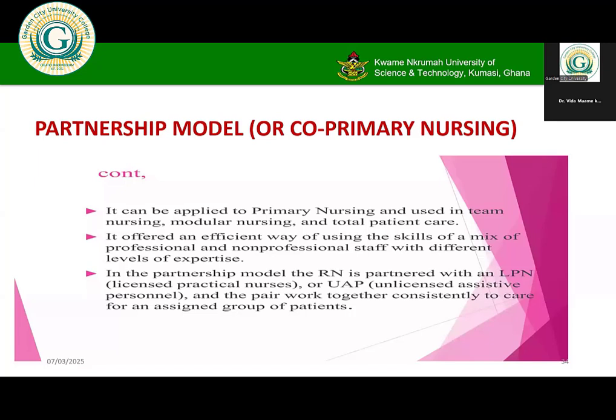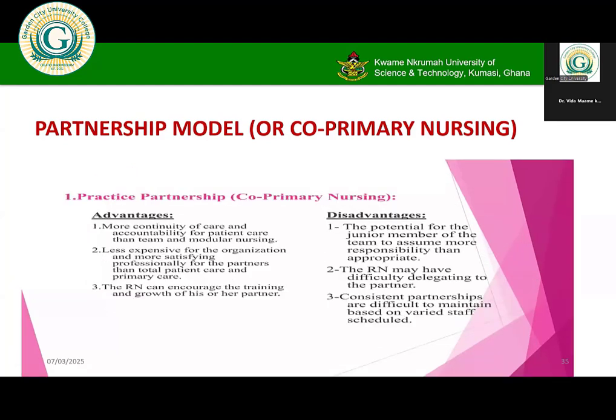We are partners, partners in crime, so to speak. Partners in work. We pair each of them and they work together consistently, as you can see from the word consistently, to care for an assigned group of patients. So these are the practice partnership, the co-primary.